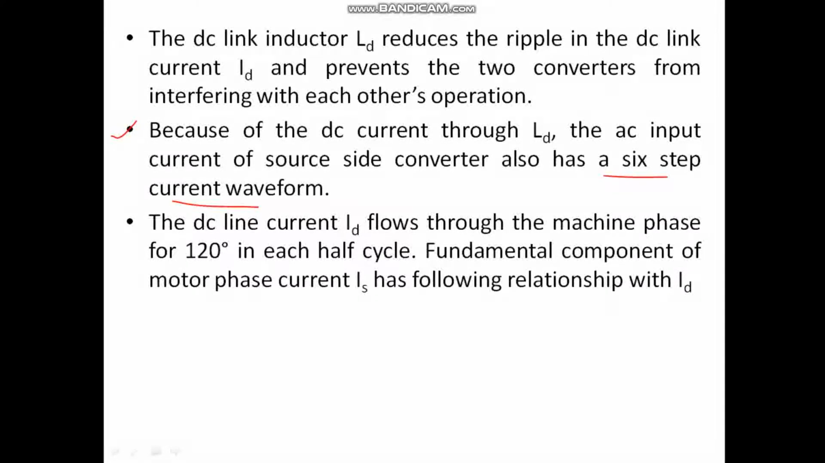So the DC link current ID flows through the machine phase for 120 degrees in each half cycle. Fundamental component of the motor phase current IS, I have to give the relationship with the DC link current ID. So IS is given as root 6 divided by pi into ID. It is K times ID, where K is root 6 divided by pi.